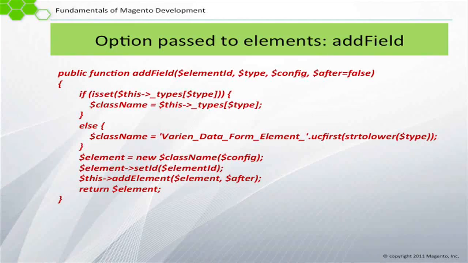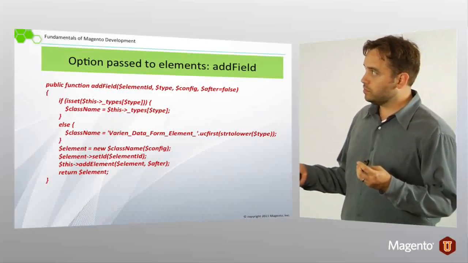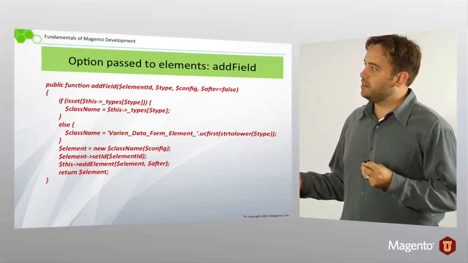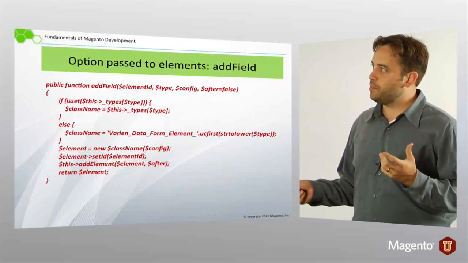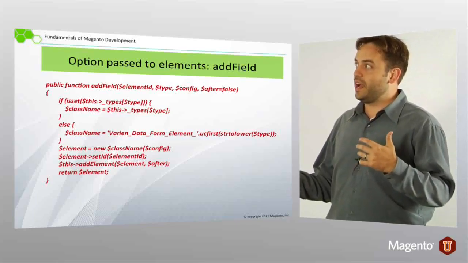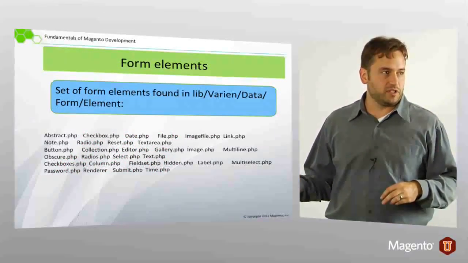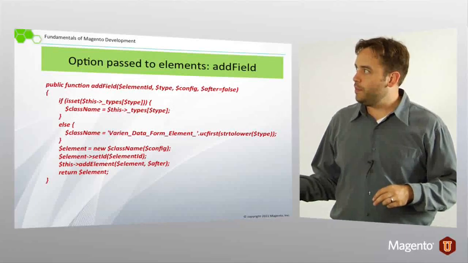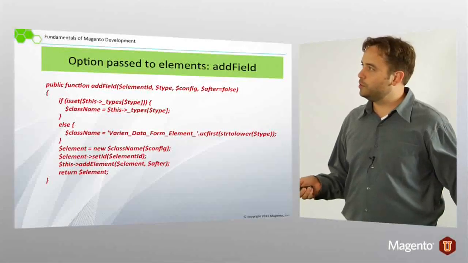Add field. What does that call look like? Well, we would need to pass in some ID to use, and then pass in, let's see, we'll pass in a type. This will be actually used to instantiate one of these classes. And then, let's see, we'll look at config and after as we go through the code.